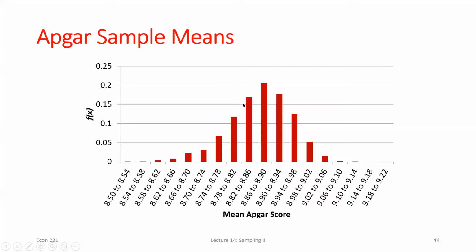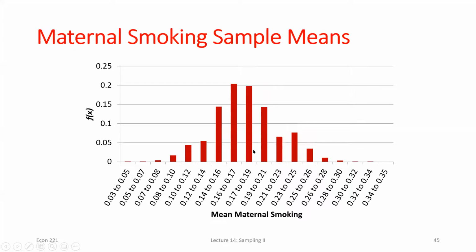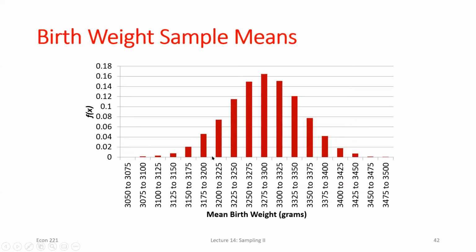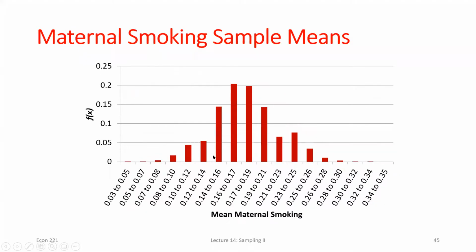And then the APGAR score, we get a nice normal distribution. And even on that maternal smoking variable, which was just a 1-0, we'll get kind of this nice normal distribution here, okay? Any questions on this? So here's our normal distributions. Okay.